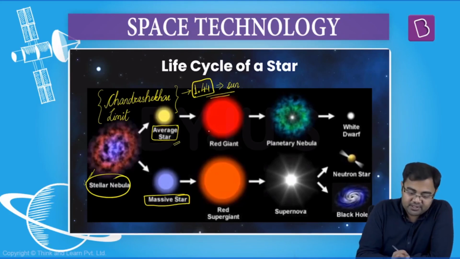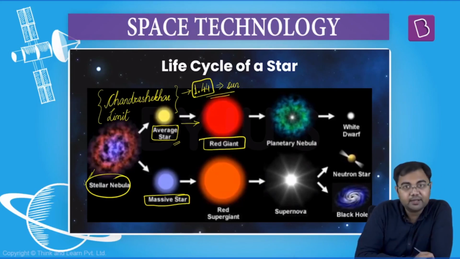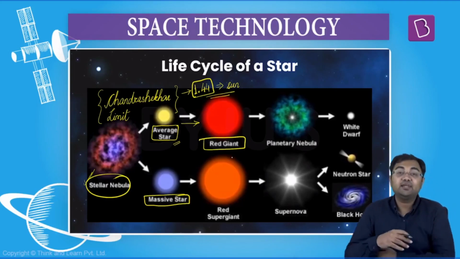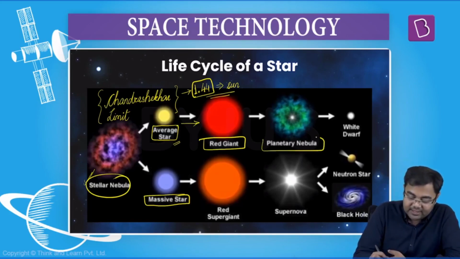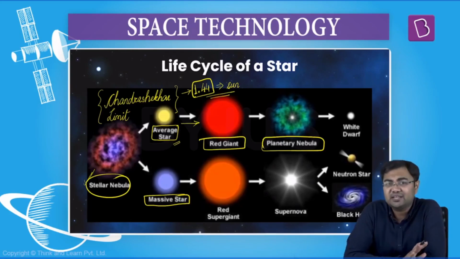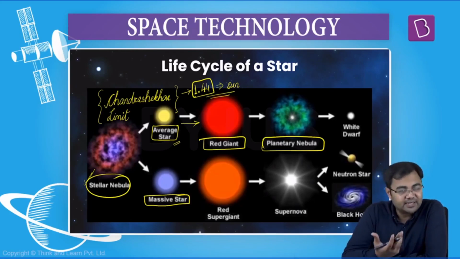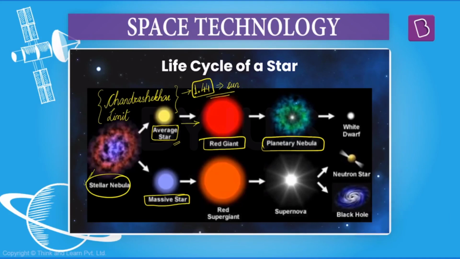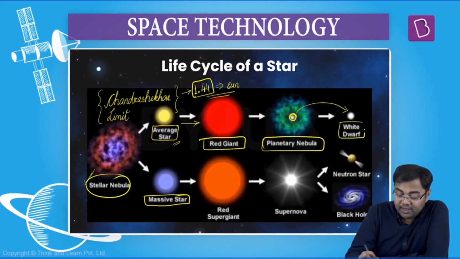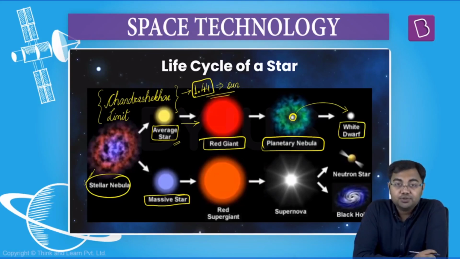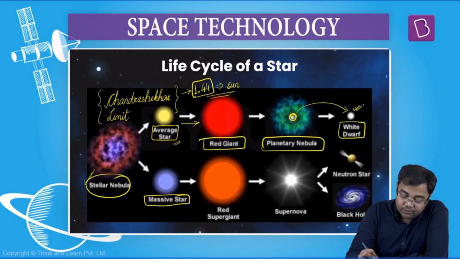So if you have an average star, when the average star dies, it will convert into a red giant. This red giant finally will be destroyed and it will collapse into something which is called a planetary nebula. Just remember that it has nothing to do with planets. It is just named planetary nebula. And ultimately, the core of this planetary nebula will be left out and it will ultimately convert into a white dwarf. So the final stage of an average star will be a white dwarf.